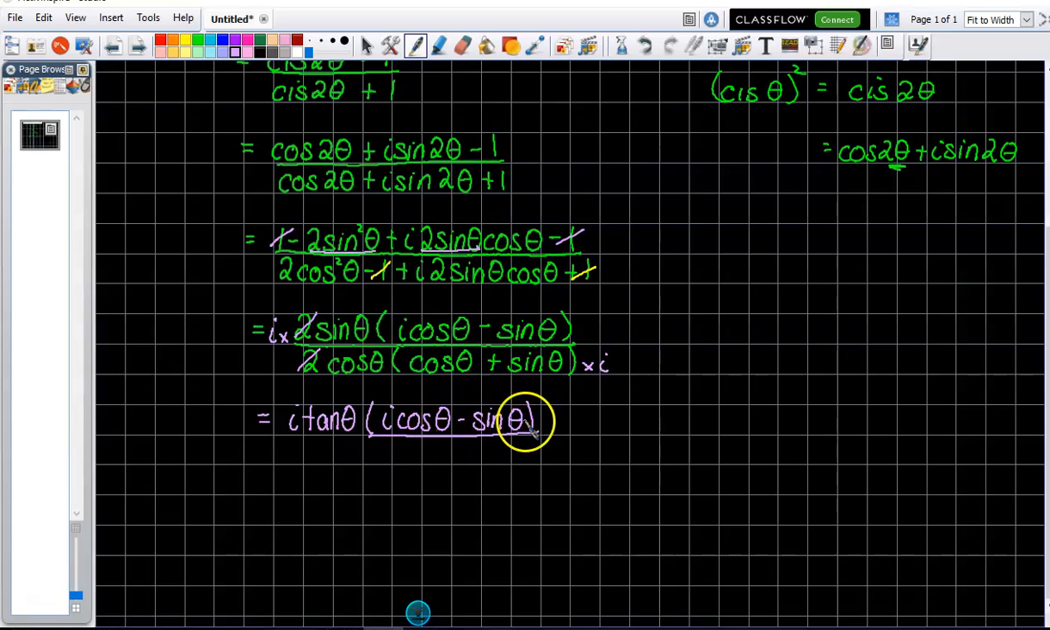Now, when we times this bracket by the i, what is cos theta times i? i cos theta. And I've missed the i somewhere. So we go back and we go, oops, here's my i. Where was my i? There's my i. Thank God. Right, what is i times i?